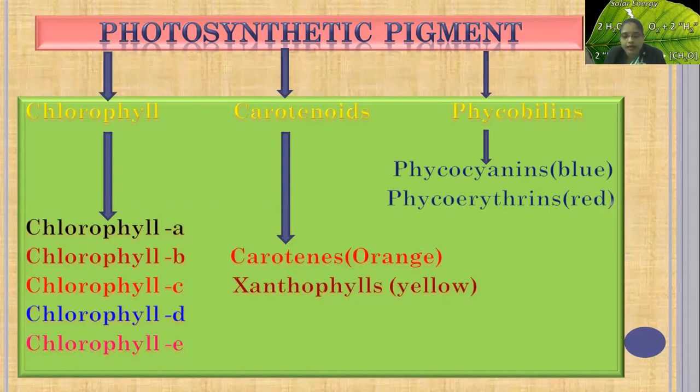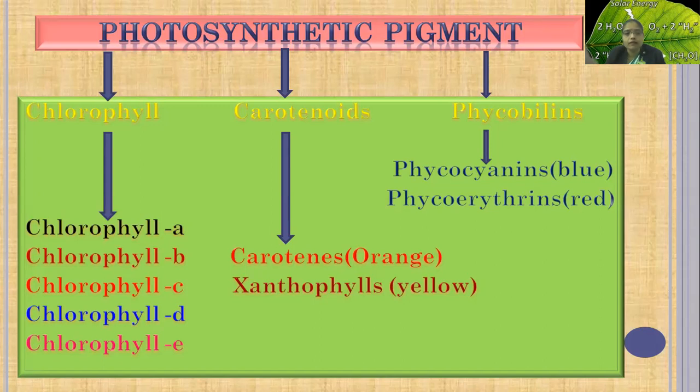Carotenoids are again divided into two, carotenes and xanthophyll, and phycobilins are again divided into two, phycocyanins and phycoerythrin. From the subtypes of chlorophyll, only chlorophyll A and chlorophyll B are present in higher plants and green algae. The remaining chlorophyll C, D, and E are found in algae along with chlorophyll A.